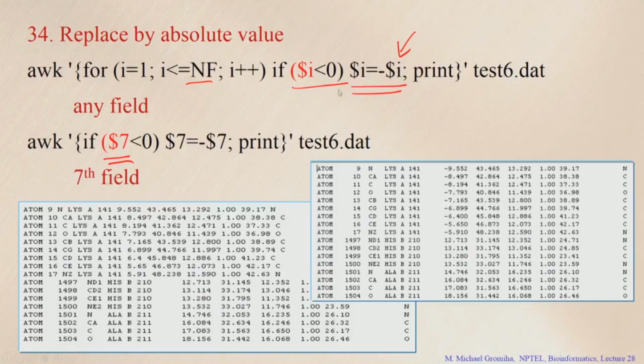So, if you see this one, here we have this minus value, right, and you can see this minus value is replaced by the plus value. So, here you can replace any of these values by the absolute value, right. Either you do it for any field or you can do it for a particular field. For a particular field you have to mention the field number, or for any field, you can do it with 1 to NF for all fields. So, finally, you can replace it.